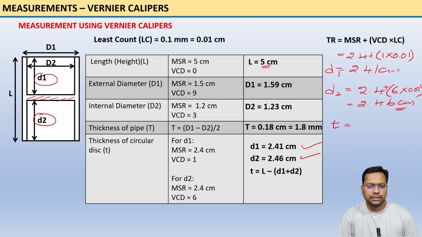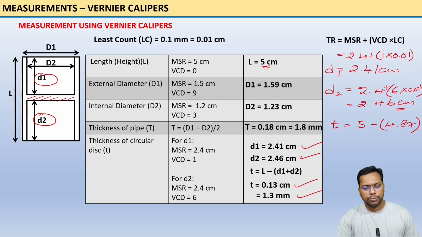Small t is equal to L, that is 5, minus (D1 plus D2), that is 2.41 plus 2.46, that is 4.87. So if you subtract 4.87 from 5, it will be 0.13, that is 0.13 centimeters or 1.3 millimeters. I hope you have understood how to use the Vernier calipers and the way to take the readings and do the calculations to get the final results.